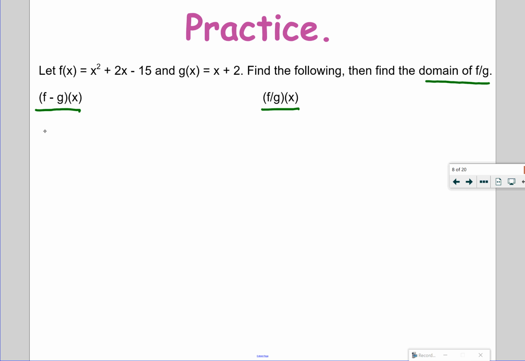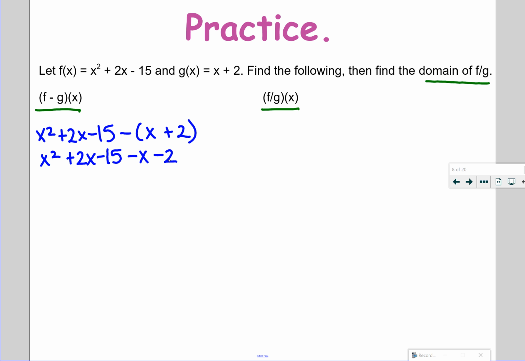Okay, so subtracting function f minus function g. Make sure you put parentheses there. Distribute your negative, and then combine together like terms. So the final answer here should have been x squared plus 1x, or just x, minus 17.